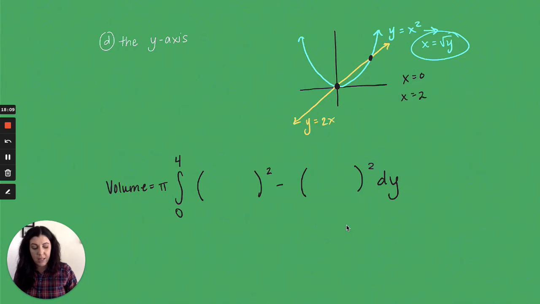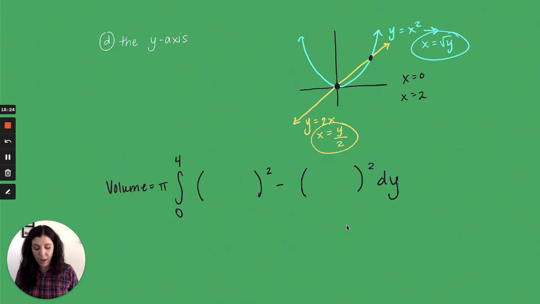So we're going to leave this in terms of x. We're going to get x equals y over 2. So this is going to be the actual equation we use when we're in terms of y for the line. The line is going to be x equals y over 2. Okay, now the process is very similar.